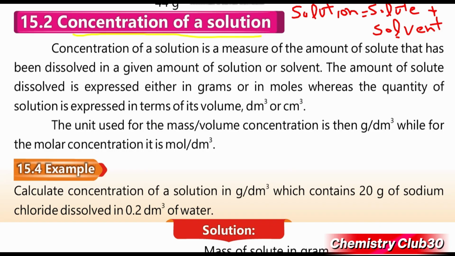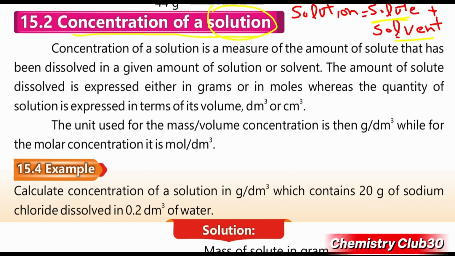So first of all we must know what a solution is. We know that a solution is a combination of solute and solvent. Solute is the substance which is taken in small amount and solvent is the substance which is taken in large amount. For example, if we are preparing a solution of sugar in water, in this case sugar will be the solute and water will be the solvent. And after mixing, we will get a solution.